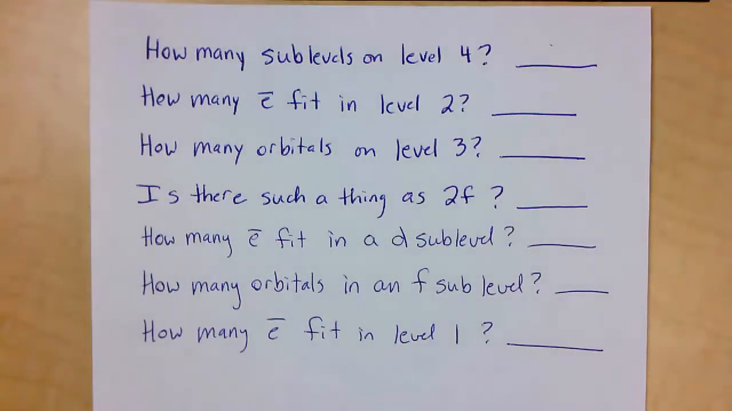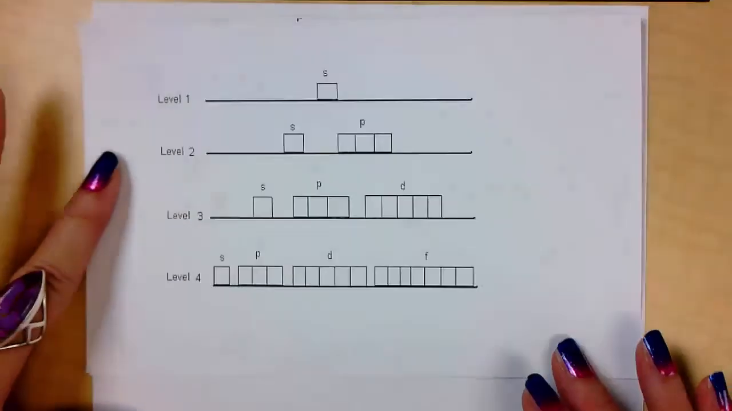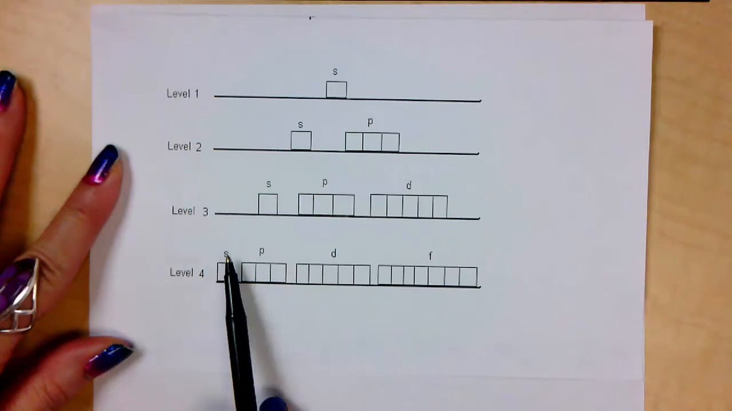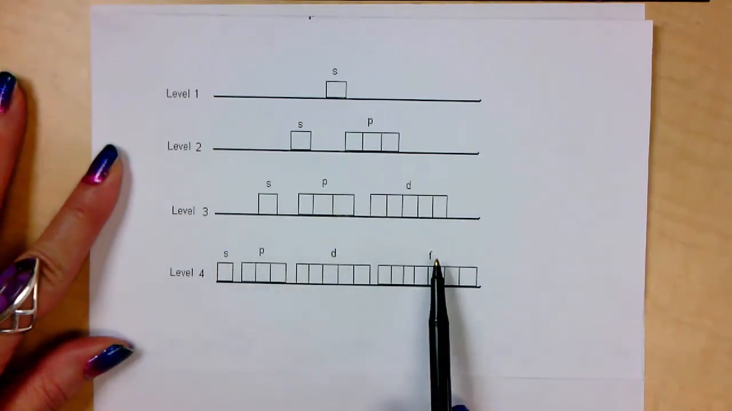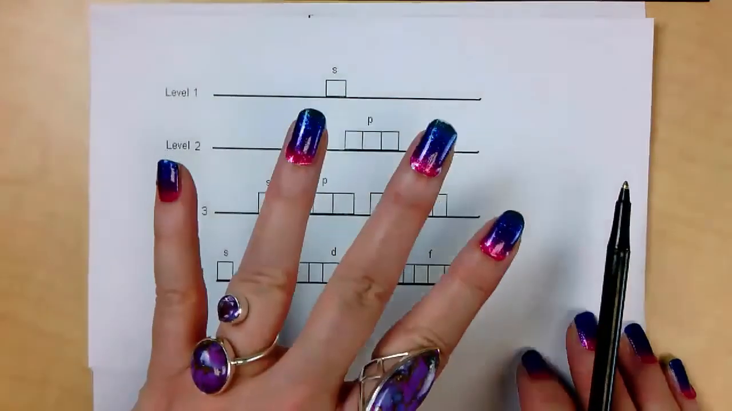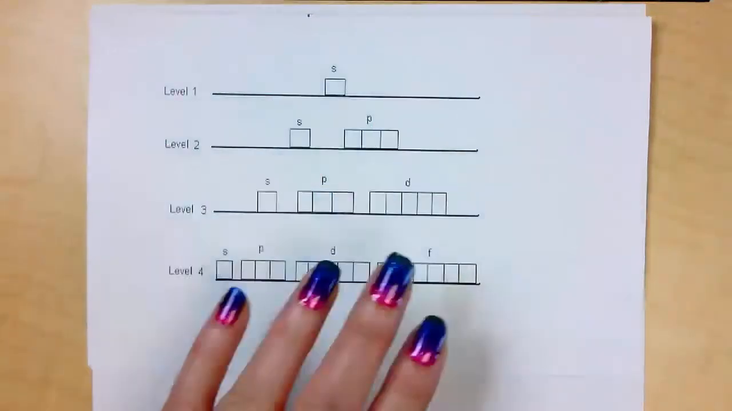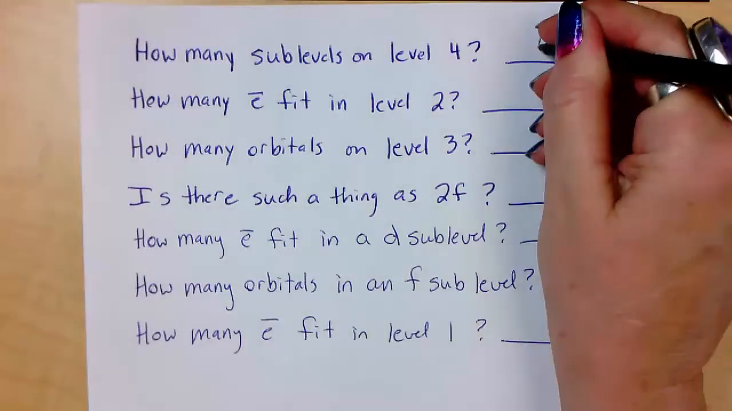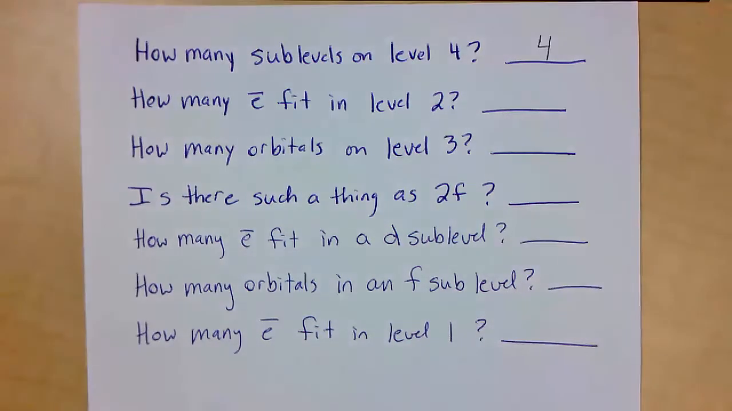So here are some questions we can ask about levels, sublevels, and orbitals. My first question is, how many sublevels are on level 4? Level 4 has 1, 2, 3, 4 sublevels. It has an S, P, D, and an F. That makes 4. There are 4 sublevels on level 4. So our answer is 4.